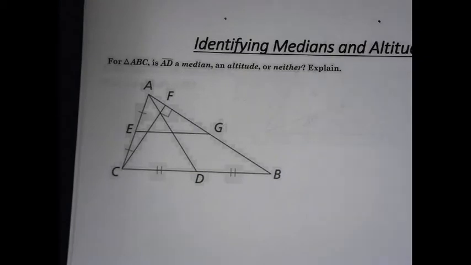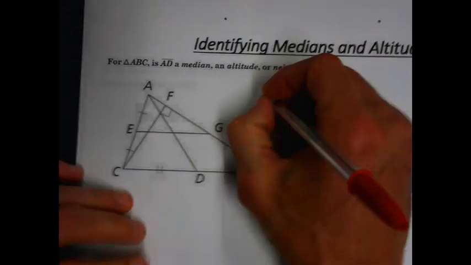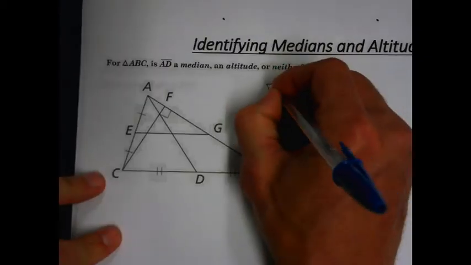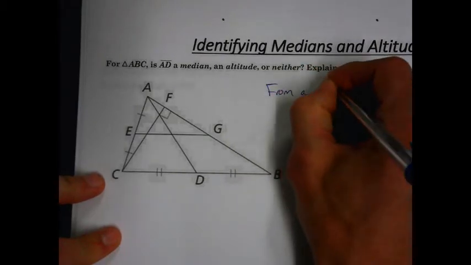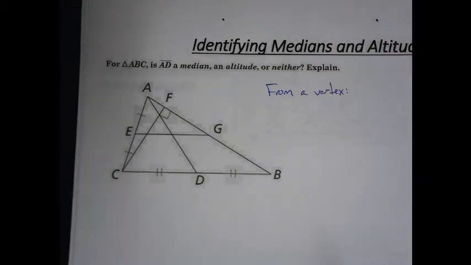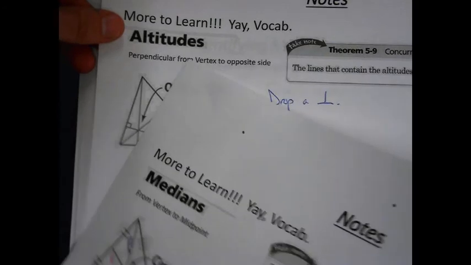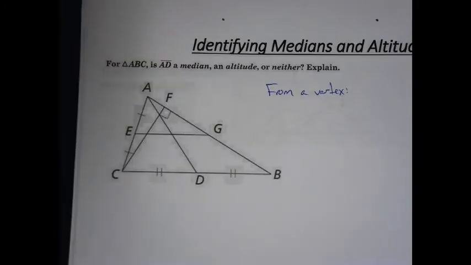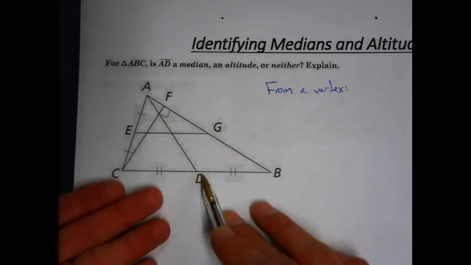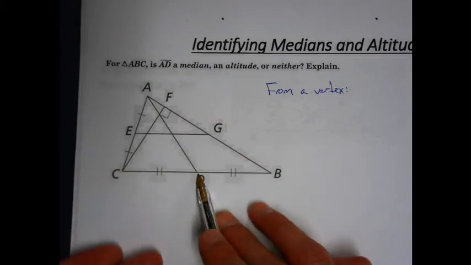What's happening? Well, clearly it's going from a vertex. That's helpful, right? So it's going to be one of the two things that we learn. Remember, altitudes are from the vertex. Medians are also from the vertex. So it's going to be one of the two things we learn because it's going from the vertex. But where is it going to? Right? So AD is going from the vertex and it's going to here.